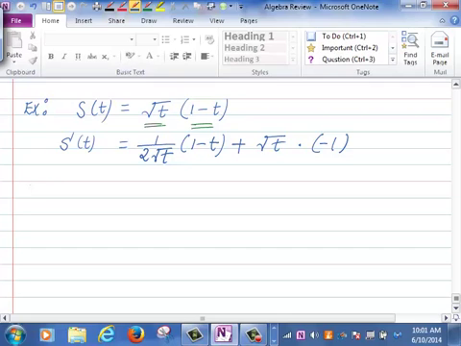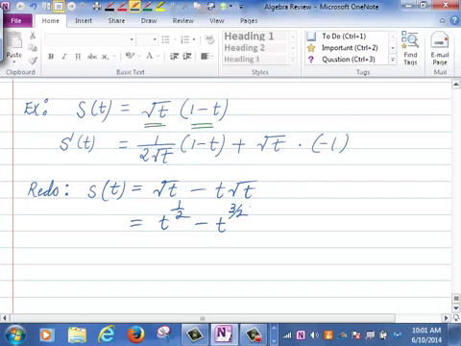Now I'm going to redo this problem without using the product rule. So notice that first of all, I'm going to simplify the function. I'm going to multiply out. So what would I get? I would get root t minus t root t. So root t means t to the half, and t root t means what? T to the 3/2, because it's 1 plus a half.